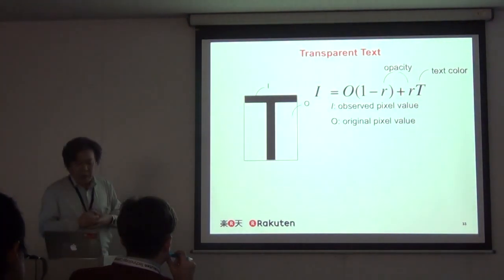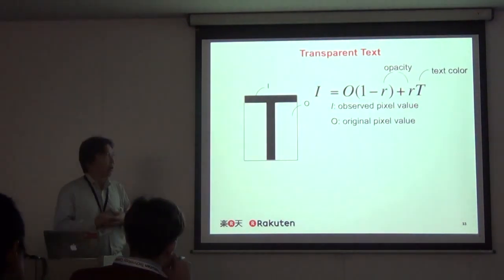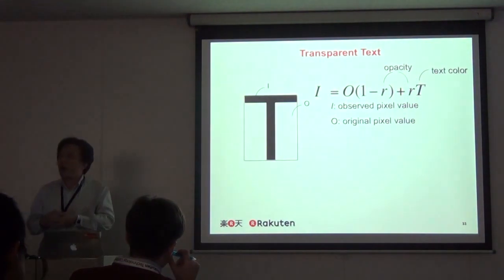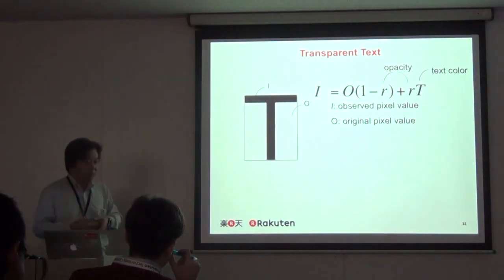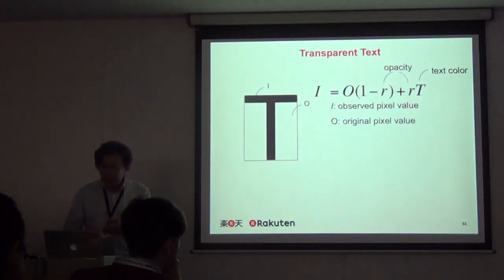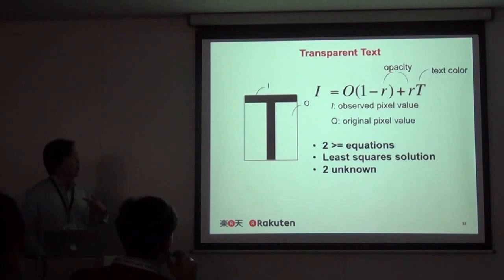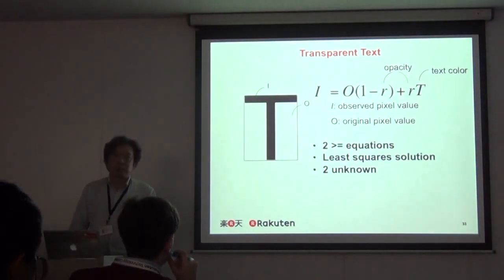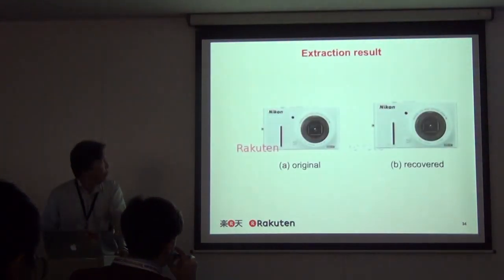Then we need to estimate these two parameters. If we assume that the text color T and the opacity gamma are uniform in the text, we can solve this problem. If we have two or more different data points, we can solve these equations by the least squares method, since the number of unknown parameters is just 2. So here is an example.